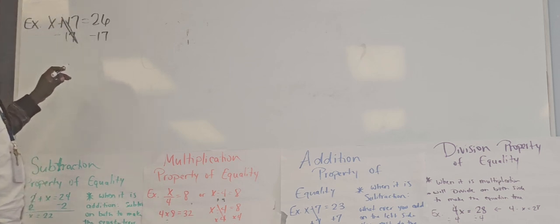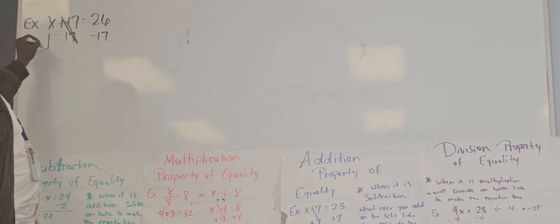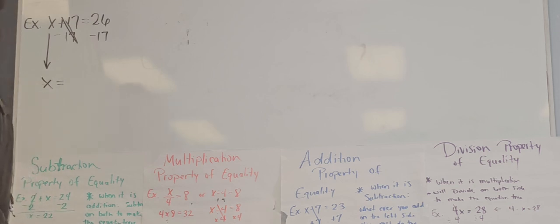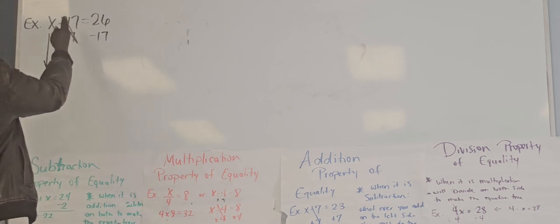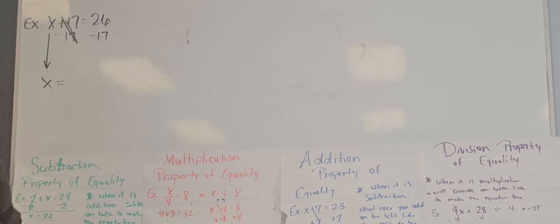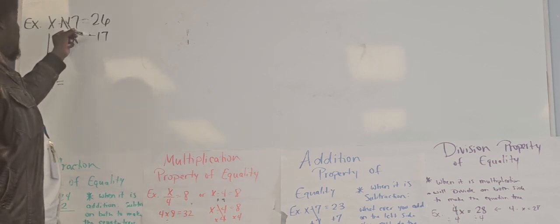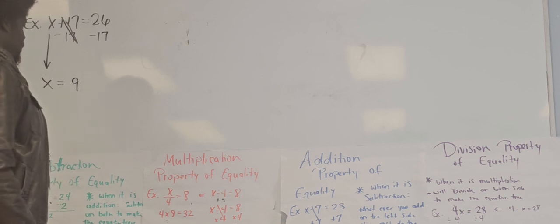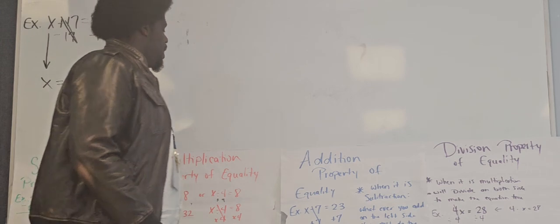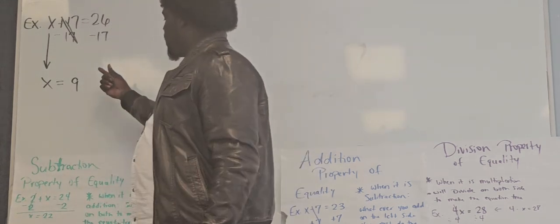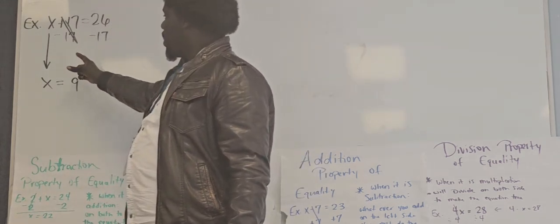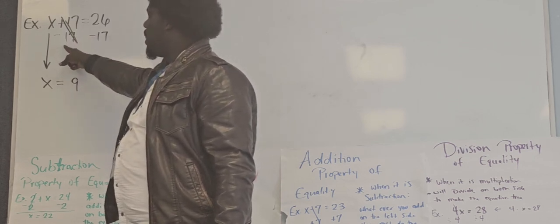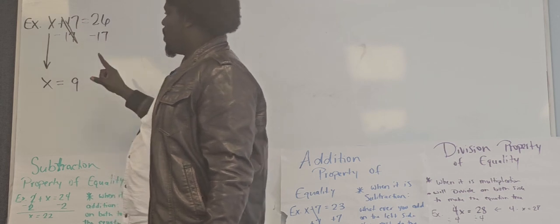And the main goal is that we have to have x. X needs to be by itself. So now that we subtract 17 from both sides, the 17s cancel out to make x by itself. And now we just do 26 minus 17, which is 9. Okay. So this right here is just an example of showing you what the subtraction property of equality is. If you subtract on one side, you have to subtract on the other side as well to make the equation true.